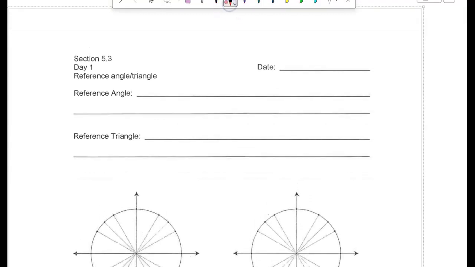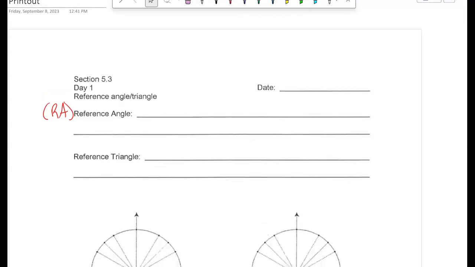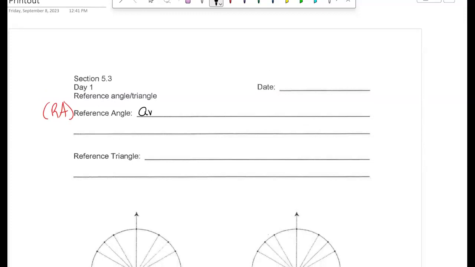First of all, you will always see me abbreviate it RA because I am too lazy to write the whole darn thing out when I'm drawing it on diagrams. Plus it takes a lot of space. So a reference angle is going to be the following. It is going to be an angle between the terminal side of an angle.